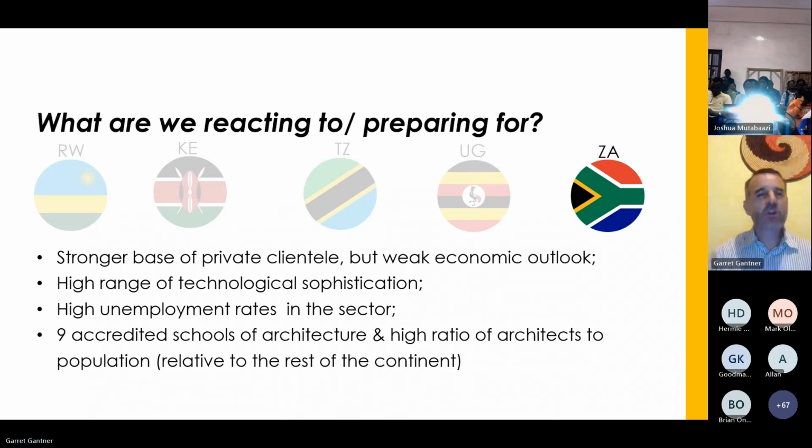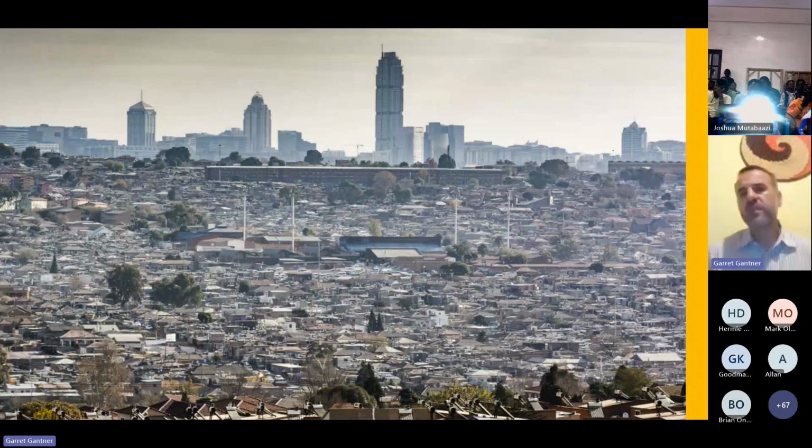There are already 9 accredited schools, so just saying how do we create a good school of architecture is not really going to get you anywhere. It needs to be something that is relatively unique. The institution I'm working with on this is based in the Johannesburg region, but not directly in Johannesburg.